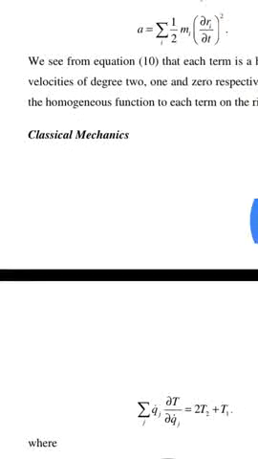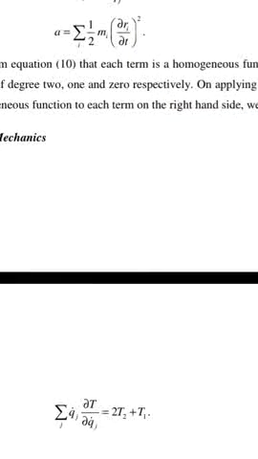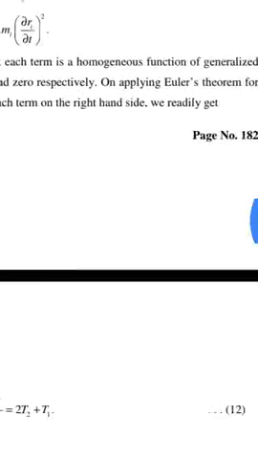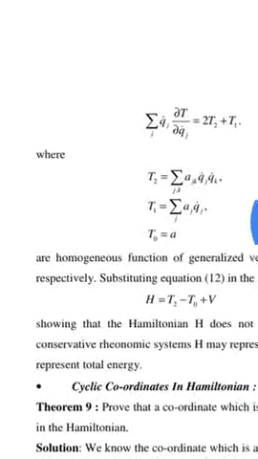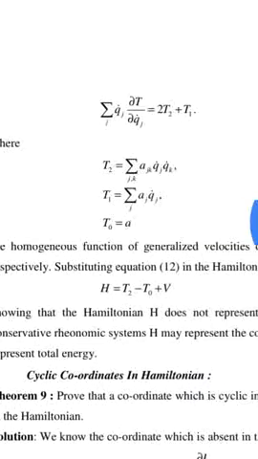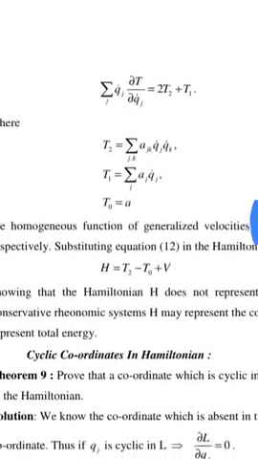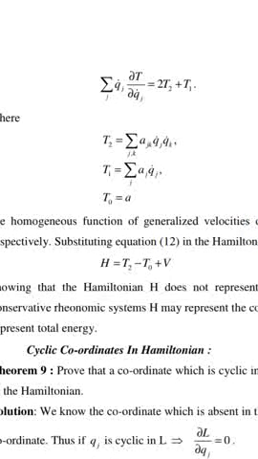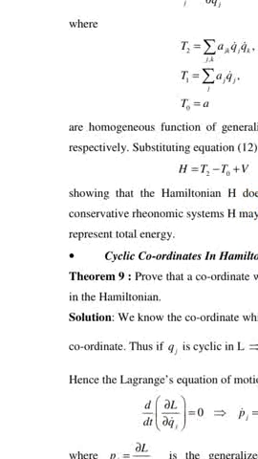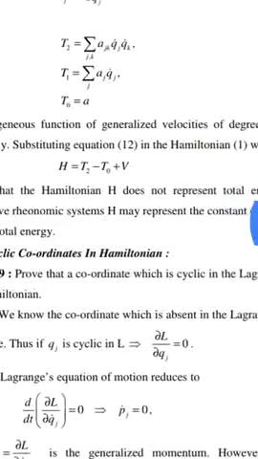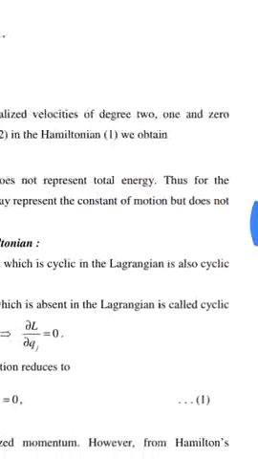On applying Euler's theorem for the homogeneous functions to each term on the right hand side, we readily get summation of Qj dot ∂T/∂Qj is equal to 2T2 plus T1, where T2 is equal to summation of Ajk Qj dot Qk dot, T1 is equal to summation of Aj Qj dot, T0 is equal to A.